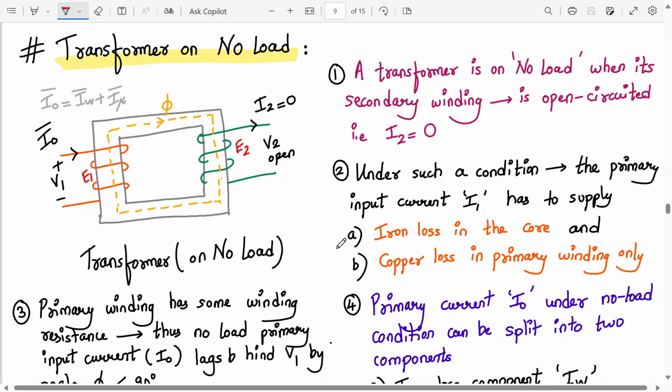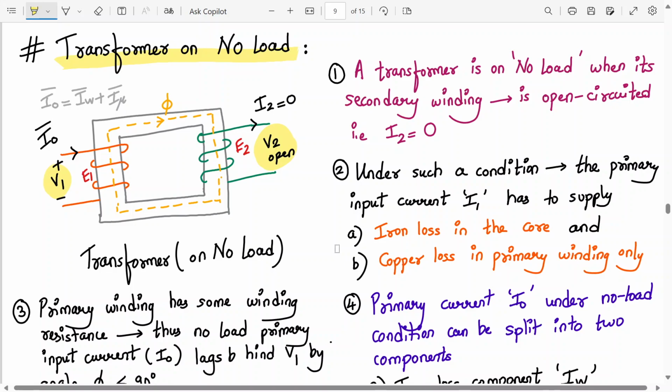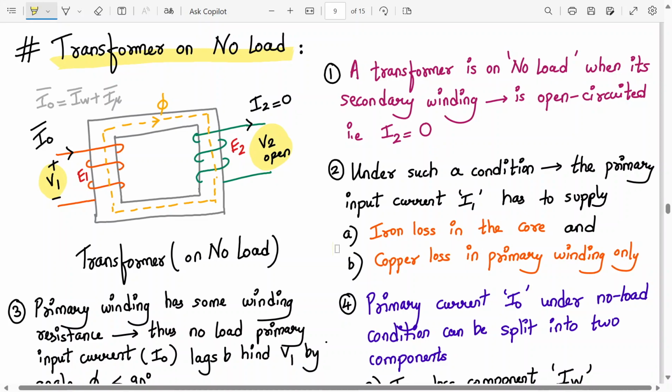If you don't connect anything to the output of the transformer, it is no load. So that means V2 is open. Transformer on no load means the secondary voltage is open. Input you apply, input is the supply. And I2 is no load. So because of this no load condition, what all things happen? That is represented by I2 equal to 0. If the secondary current is 0, that means the transformer is in no load condition. So a transformer is in no load when its secondary winding is open circuited, that is I2 is equal to 0.